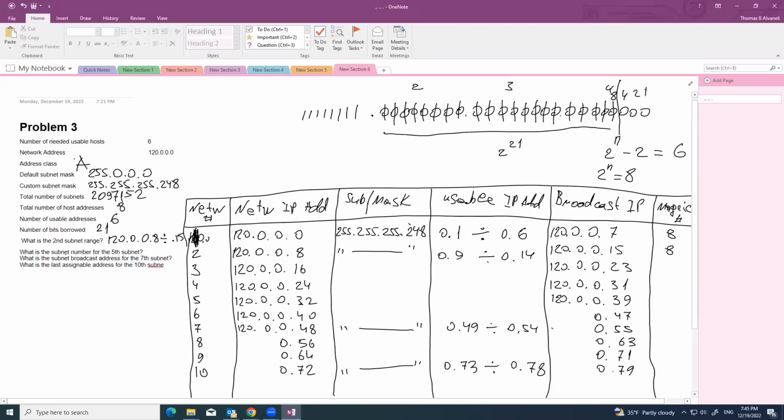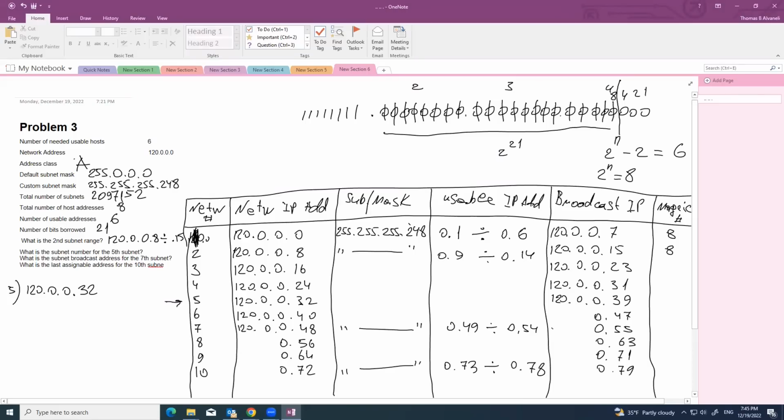Okay, now what is the subnet number for the fifth subnet? The fifth is right here. So the subnet IP address is 120.0.0.32. We answered this question.